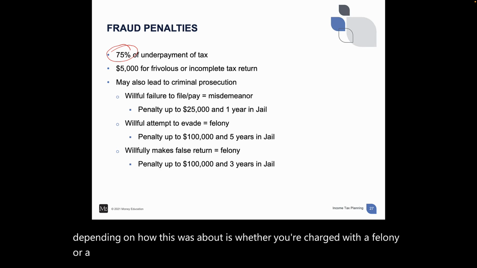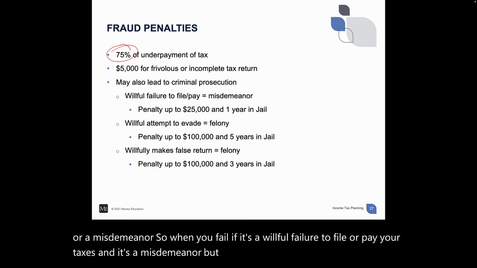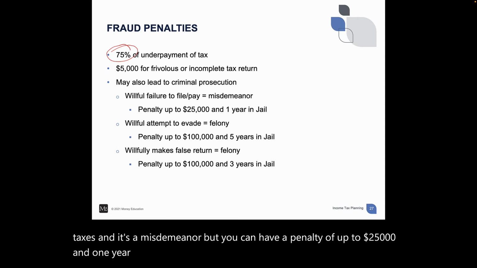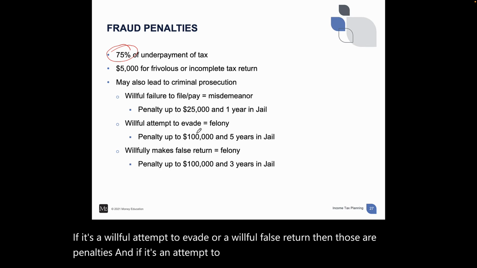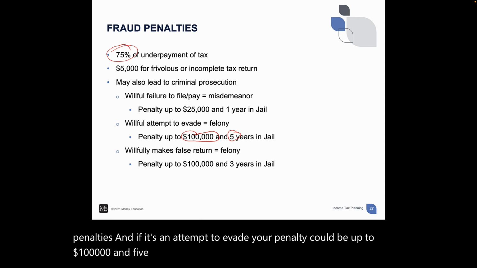If it's a willful failure to file or pay your taxes, then it's a misdemeanor, but you can have a penalty of up to $25,000 and 1 year in prison. If it's a willful attempt to evade or a willful false return, then those are felonies. If it's an attempt to evade, your penalty could be up to $100,000 and 5 years. But if it's a false return, then it would be $100,000 and 3 years.